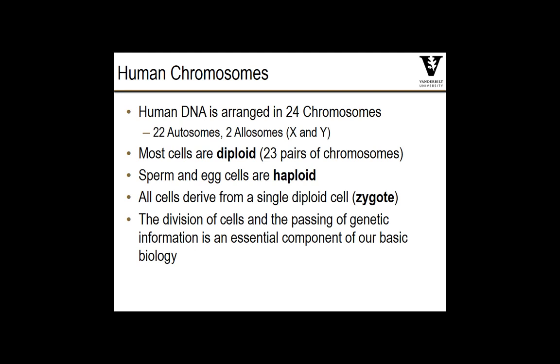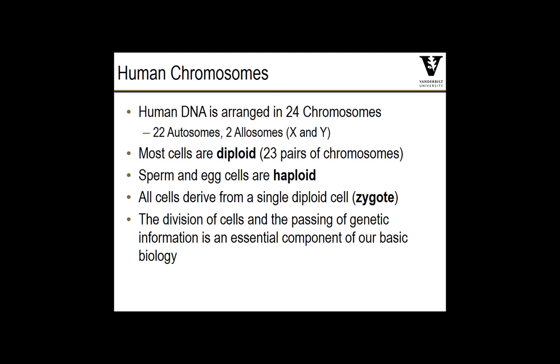Most cells in the human body are diploid. When we are talking about diploid cells, we're talking about cells that have two copies of each chromosome, except sperm and egg cells, which are haploid, meaning they have one copy of each chromosome, which is obviously very important for human replication. All cells derive from a single diploid cell, which is a zygote, has one from mom, one from dad. And then the division of cells and the passing of genetic information is an essential component of our basic biology. So it's really important to understand.